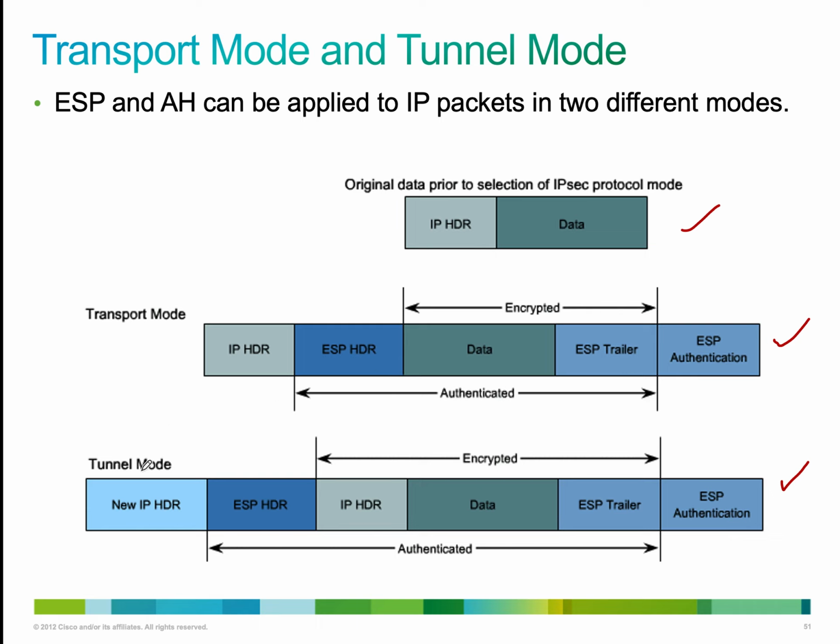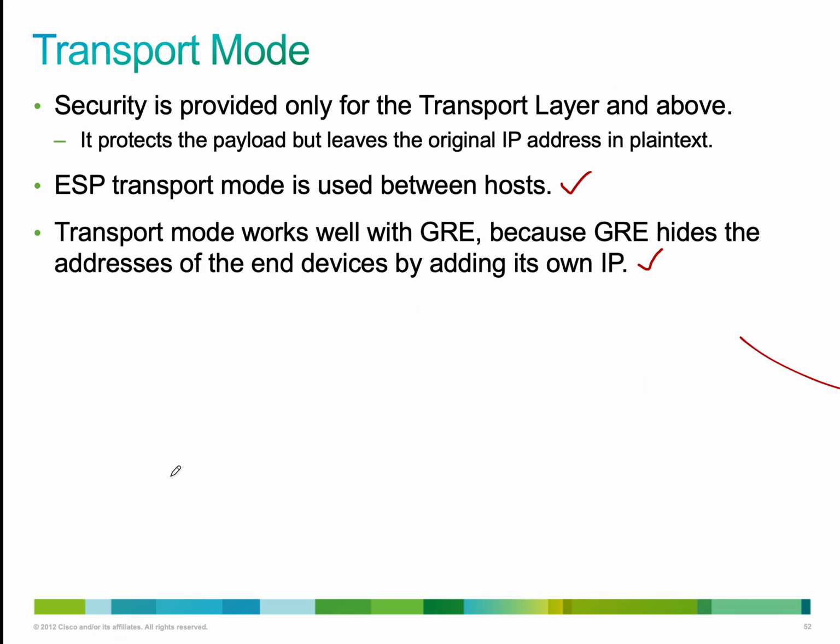However, the best mode, which is the tunnel mode, adds a new IP header to what we have, and also the ESP header, although this one already has an ESP header. So you can see the authentication is here, and this one has a new IP header. This makes it very unique.